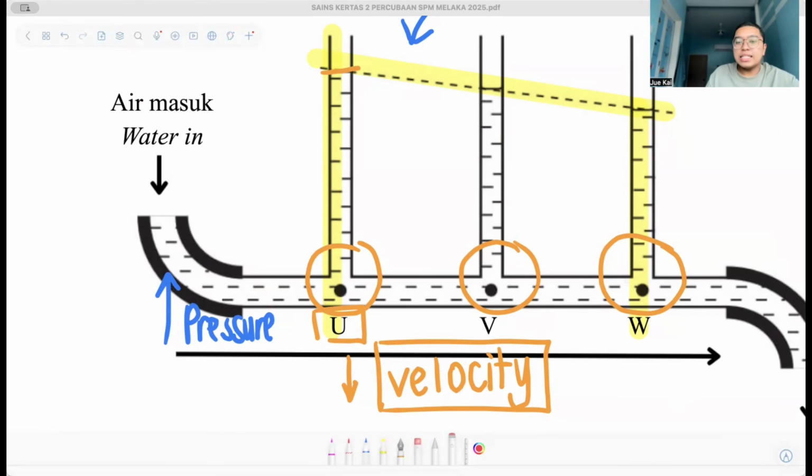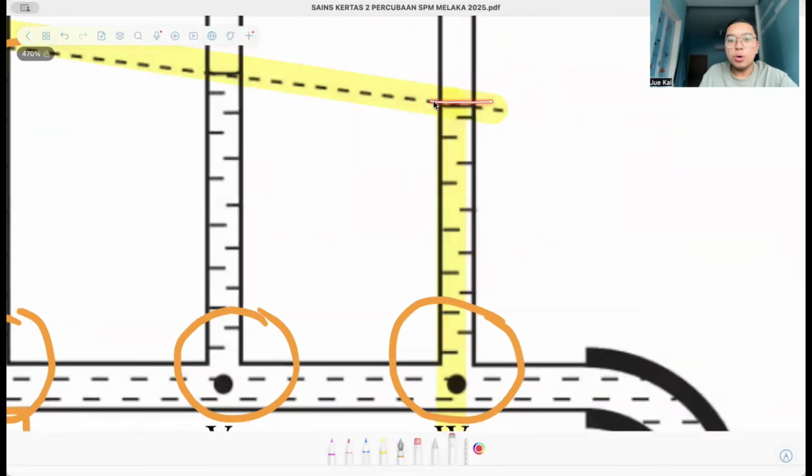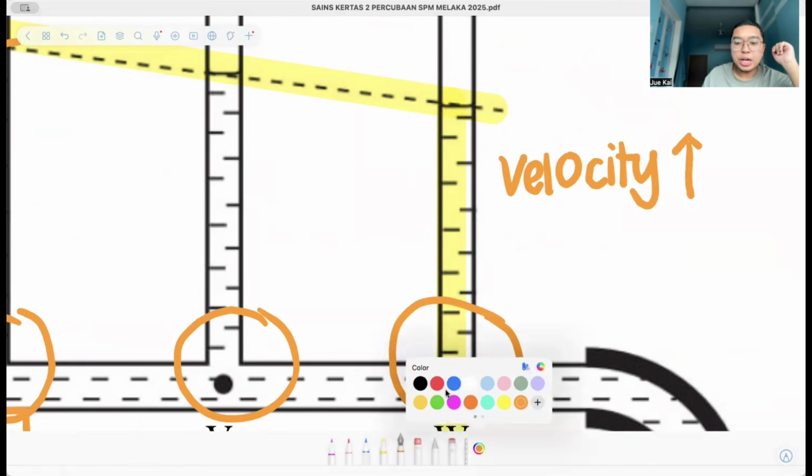So, same as this concept, the water level is low here. Water level is low. So, is the velocity high or low? What do you think about the velocity of W? Is it high or low? Good job, Qixuan. It is high. The velocity is high. So when the velocity is high, how about the pressure? Is the pressure high or low?